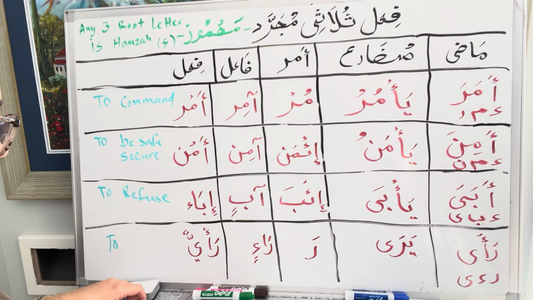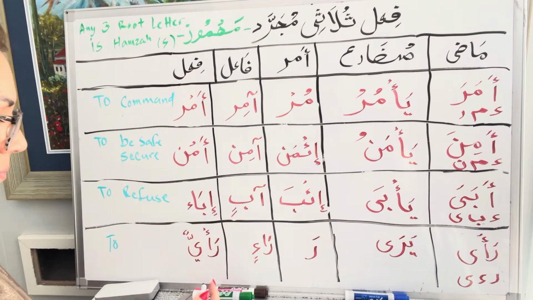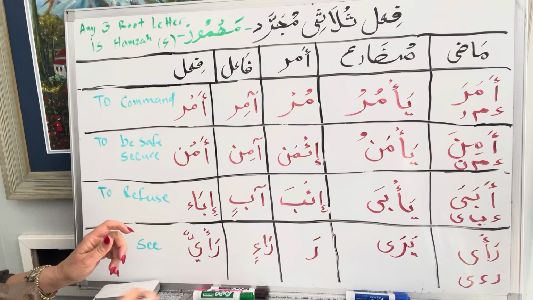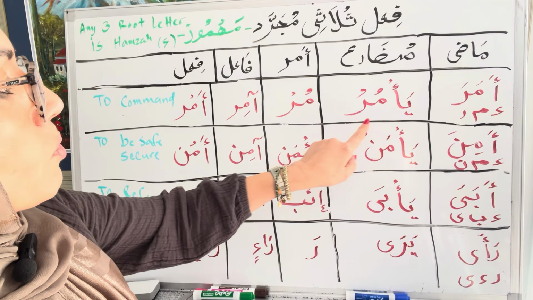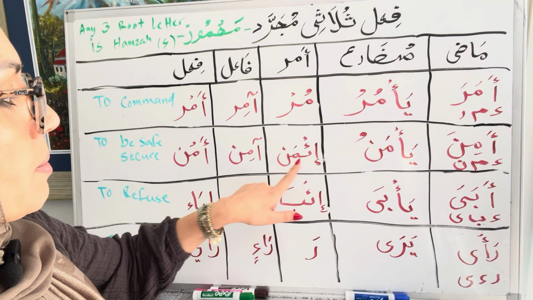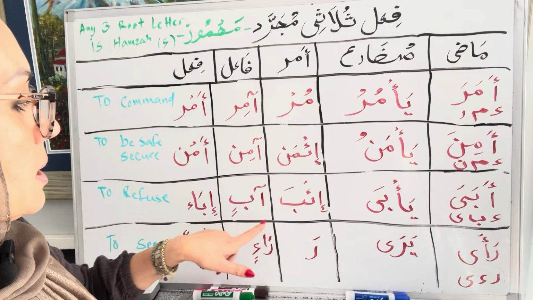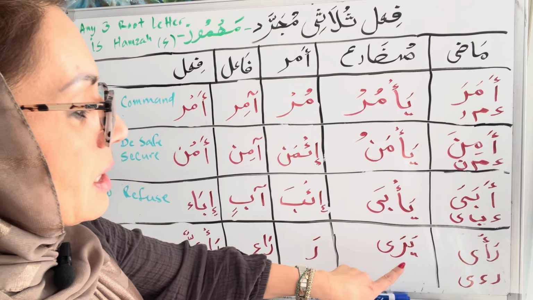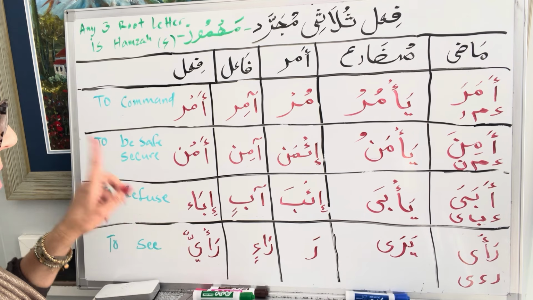Sorry, I forgot to give you the meaning: ra'a means to see. أمر يأمر مر آمر أمر أمن يأمن ائمن آمن أمن أبى يأبى ائبى آبن excuse me إباء رأى يرى را راء رأي.